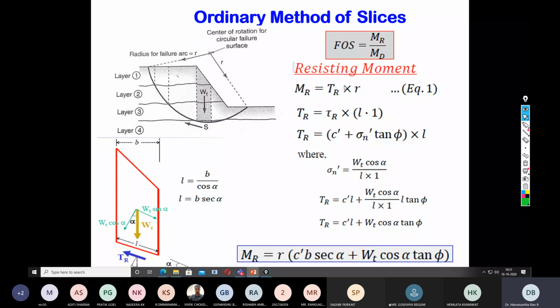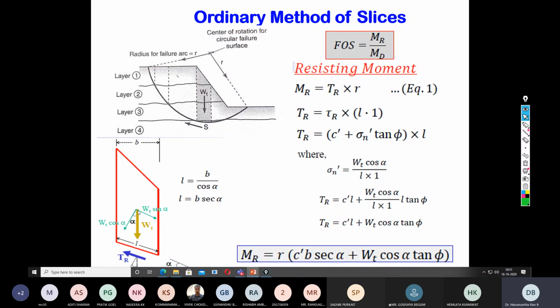So next, try to calculate the resisting moment. MR is equal to TR multiplied by R. So this is the total resistance along the slip circle, and R is the lever arm distance. In fact, for the resisting moment of TR, the lever arm distance is constant because this is a circle. So that is R. So TR is equal to tau R into 1. So this is a simplification. And sigma n is the normal stress.